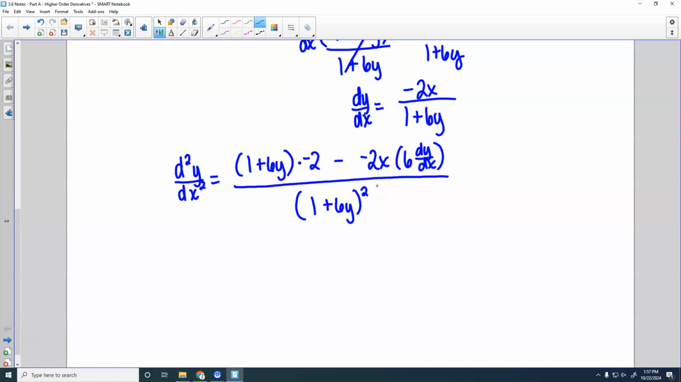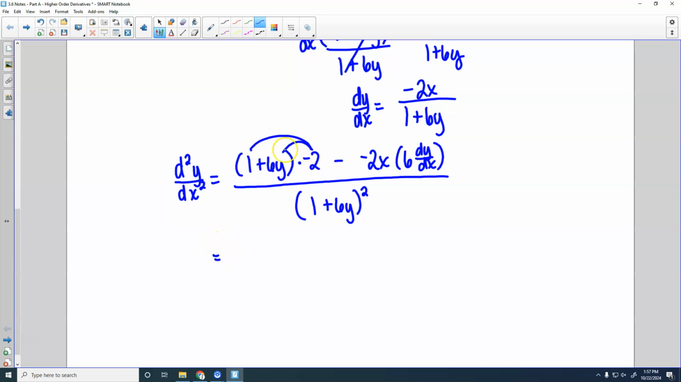Beautiful. I like that he did not forget that dy/dx. It still holds: whenever you take the derivative of something with a y, you have to put dy/dx with it. Okay? So, let's clean this up a little bit before we go a little bit further with this.